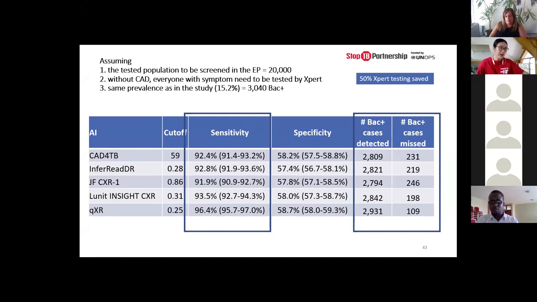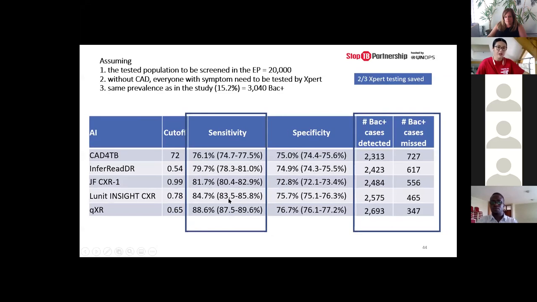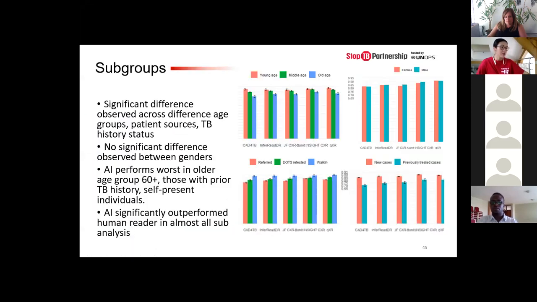I just want to highlight one last slide here. If cost, the number of GeneXpert tests, is a problem for a project, I want to highlight that here I'm showing a cutoff score that can generate 50% GeneXpert test saving. The resulting sensitivity is all about 90%. I think what it shows is the ability of CAD to achieve high sensitivity and have significant saving at the same time.